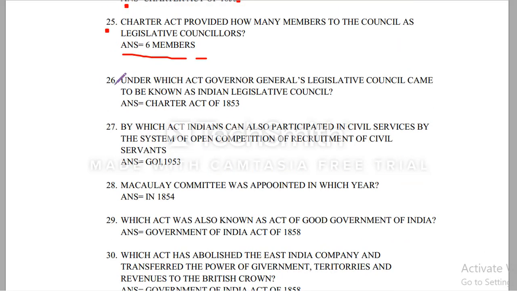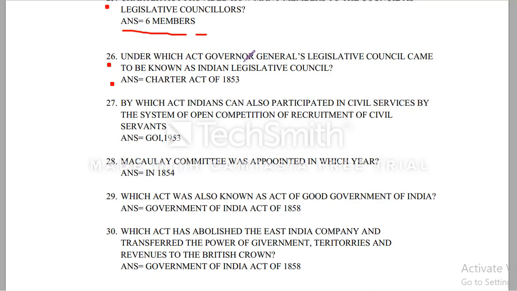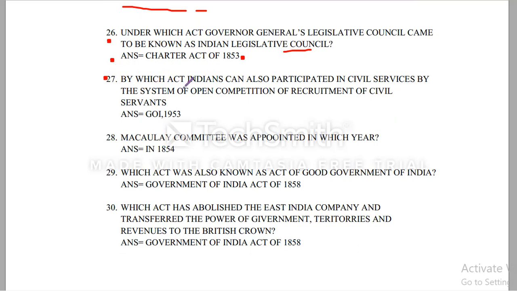Next question. Under which act did the Governor General's legislative council come to be known as Indian Legislative Council? Answer is Charter Act of 1853. Next question. By which act could Indians also participate in the civil services by the system of open competition for recruitment of civil servants? Answer is Government of India Act of, there is a typing mistake here, it should be 1853. Government of India Act of 1853.